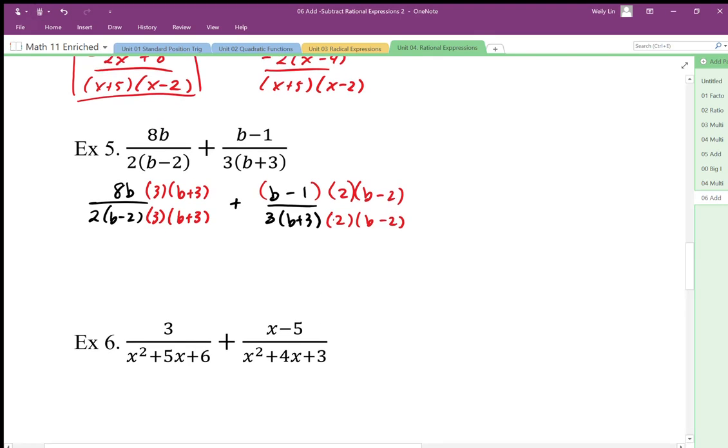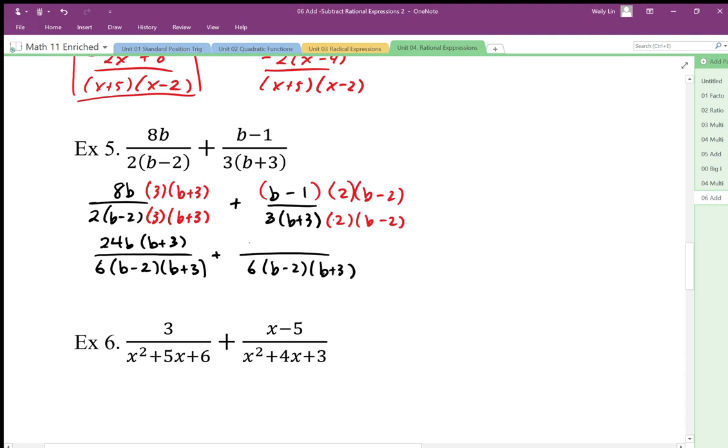So in the numerator here, maybe I'll do this in steps. So I get 24b times b plus 3. Here I'm going to multiply 2 times 3 is 6. And I'm going to multiply the binomials together. So I get b squared. Well, actually, what am I doing? I really don't need to multiply that out, because remember, the factored form is much better. Okay, so my common denominator is going to be 6b minus 2b plus 3.